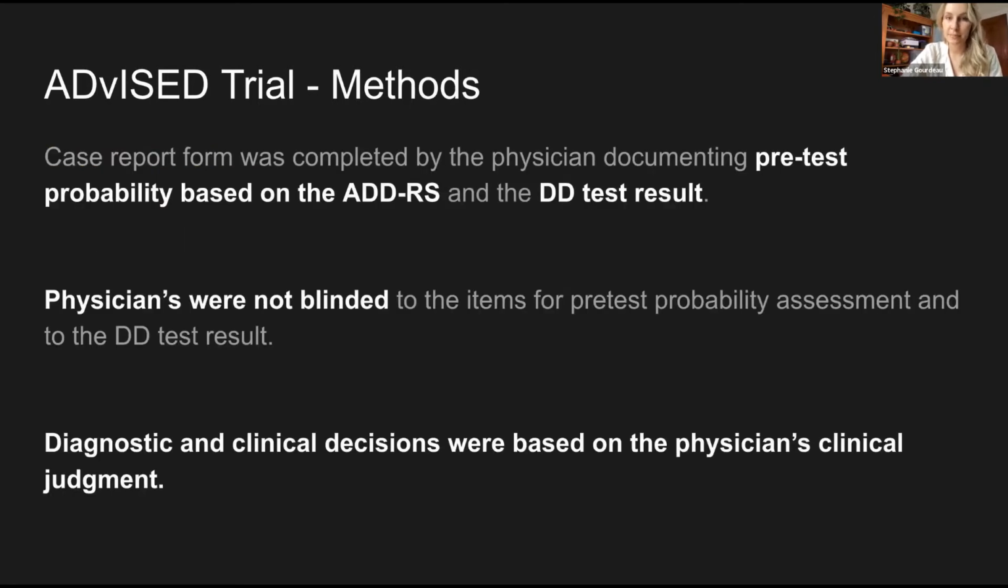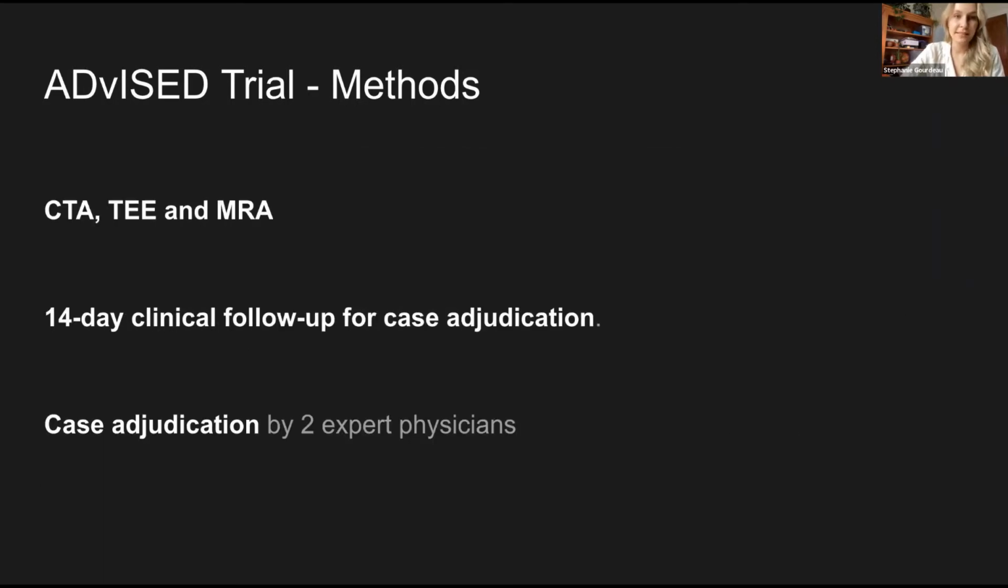After eligibility assessment, a case report form was completed by the physician documenting pretest probability based on the ADDRS and the D-dimer test result. D-dimer was defined as negative when below 500, and physicians were not blinded to the items for pretest probability assessment and the D-dimer test results. And subsequent diagnostic and clinical decisions were based on the clinician's judgment. CTA, TEE, and MRA were considered as conclusive advanced imaging methods for the diagnosis of acute aortic syndrome.